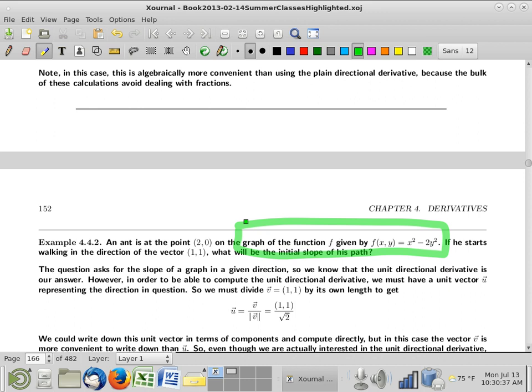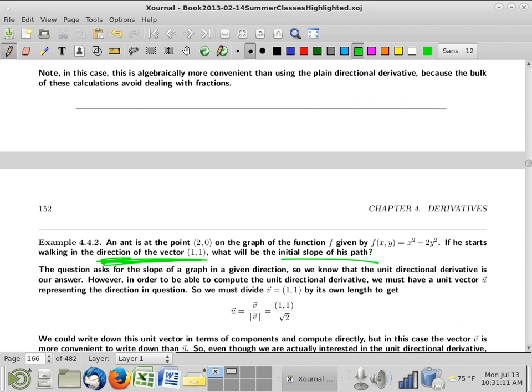Okay. All right. So interpreting this hill again as the graph of a function, I'm going to say that the ant is starting on the graph above that point, and he's moving in the domain in the direction given by that vector. He's not moving with that velocity. He's moving in the direction of that vector. And I want to know, what's the slope of his path?